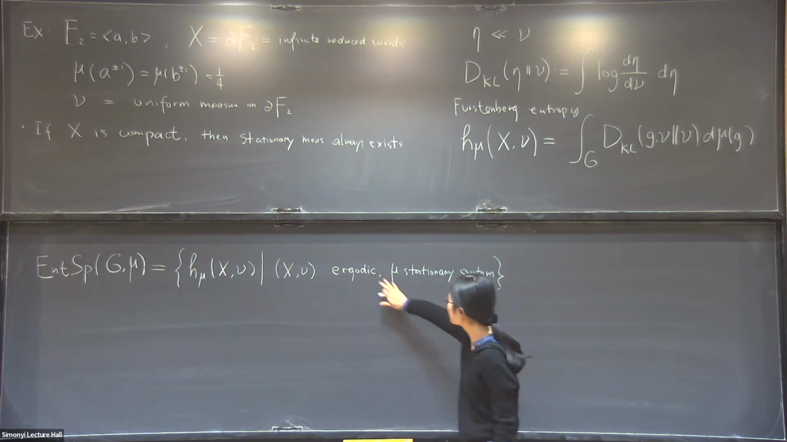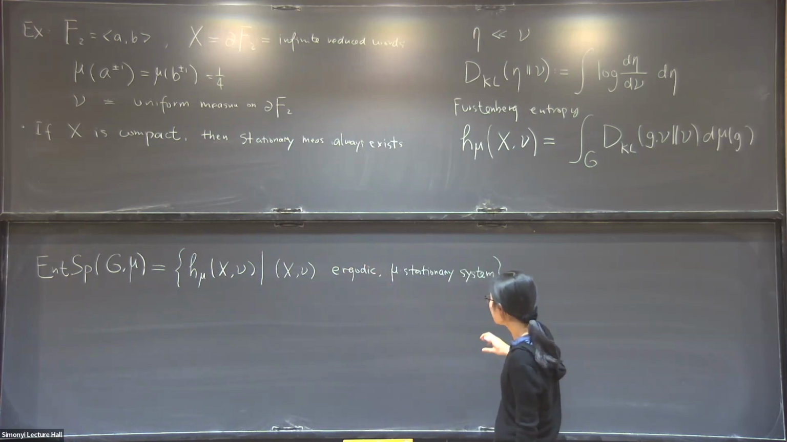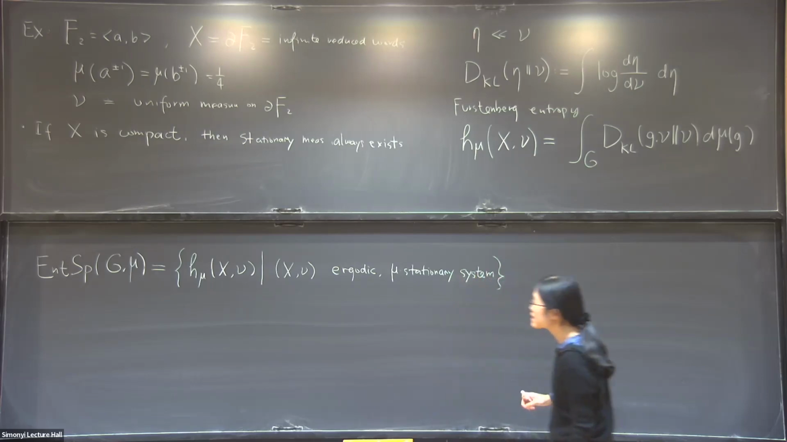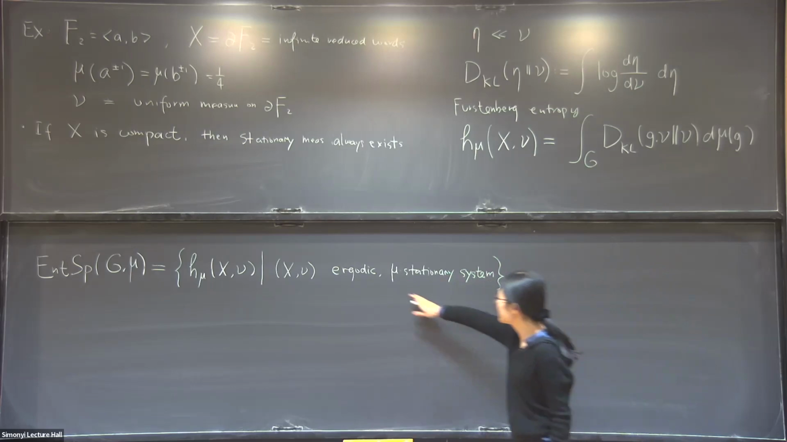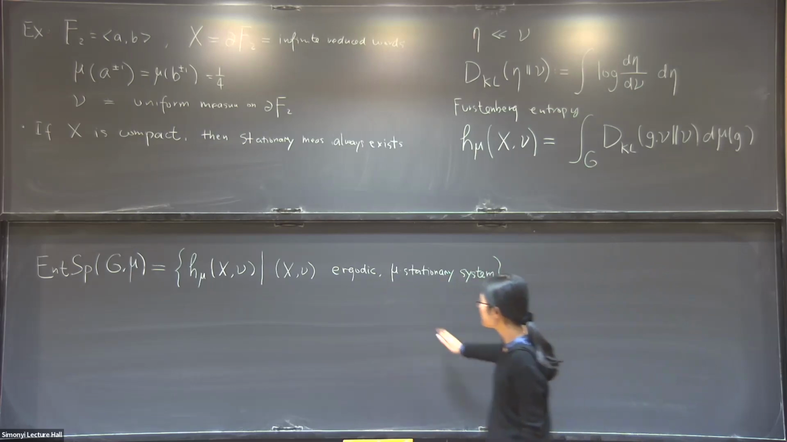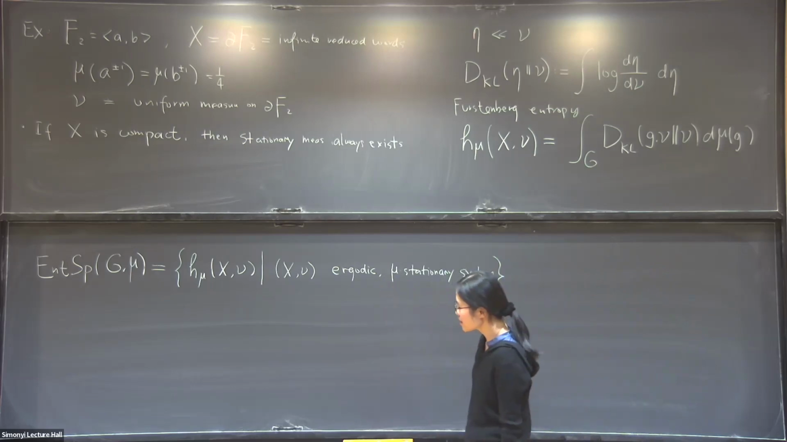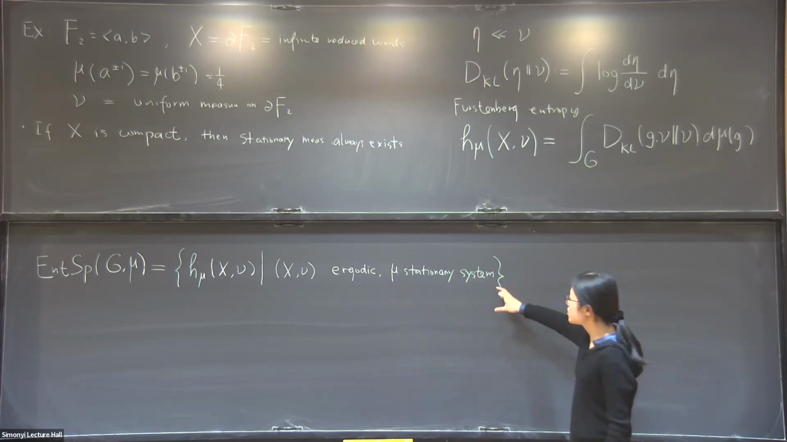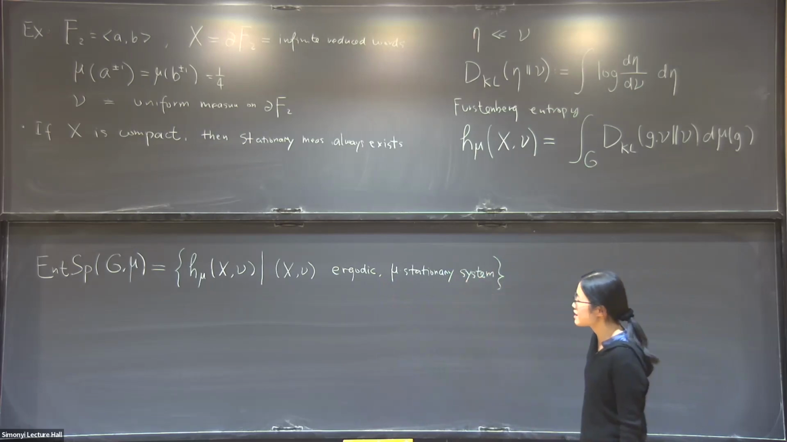Here, even without the word ergodic, this is not interesting because you can always mix up systems, so your entropy numbers will be convex combinations. To avoid the trivialities, we need to restrict to ergodic systems. And you can further restrict to smaller collections and ask what are the possible entropy numbers you can get.